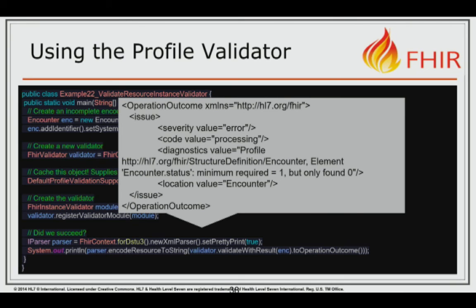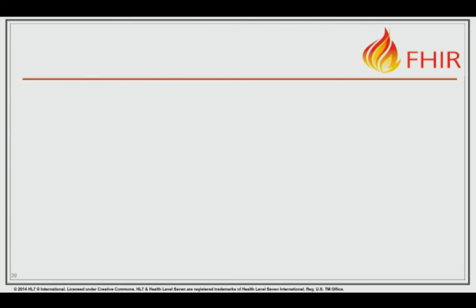This time with that same example, we get a response back that is much more sensible to human beings. We see the profile, the name of the profile, element encounter.status, minimum required equals 1, but only found 0. So unlike with the XSDs, humans can look at that and say, oh, I get what that's talking about, which is nice. So profile validation is a lot better from that perspective. I think that's that.